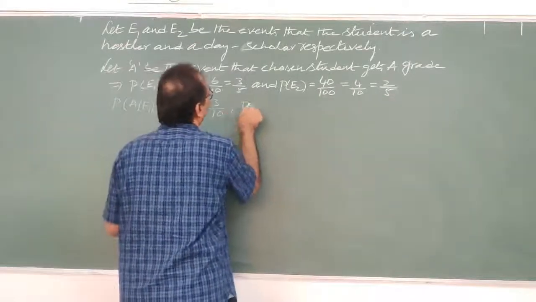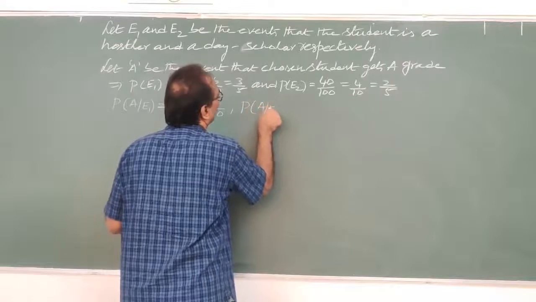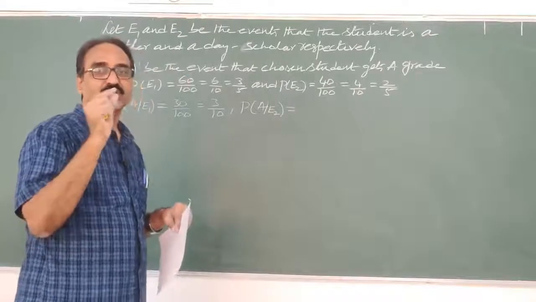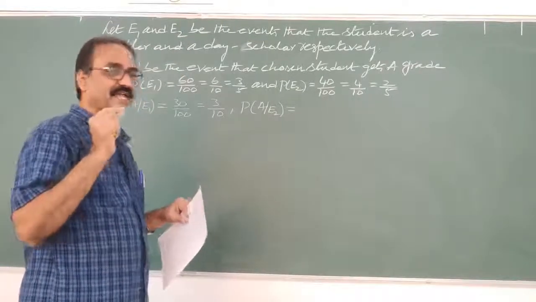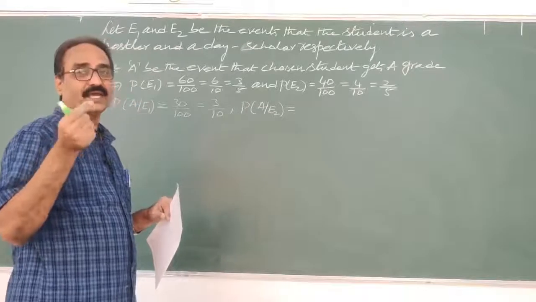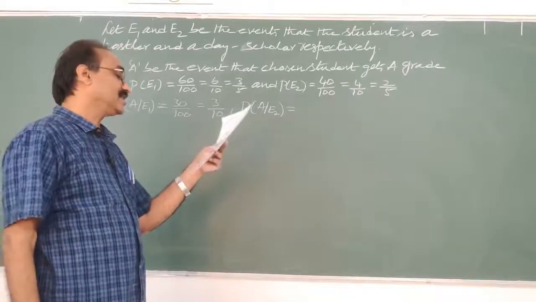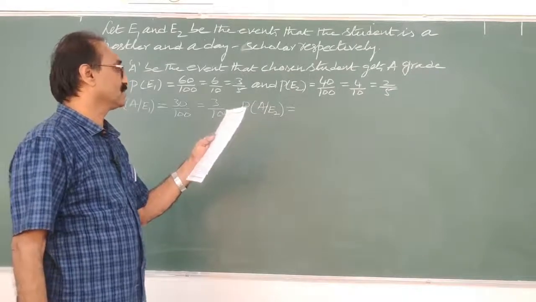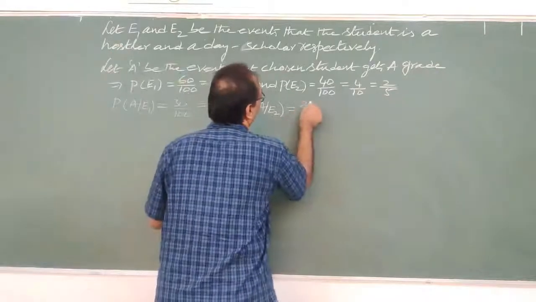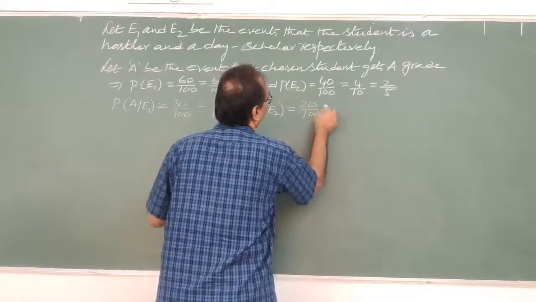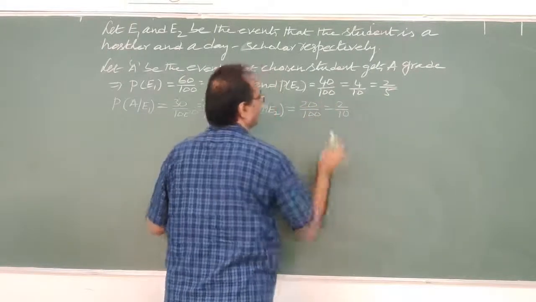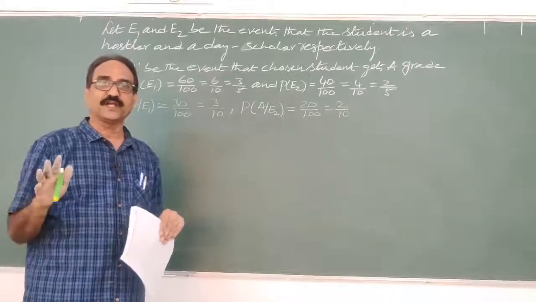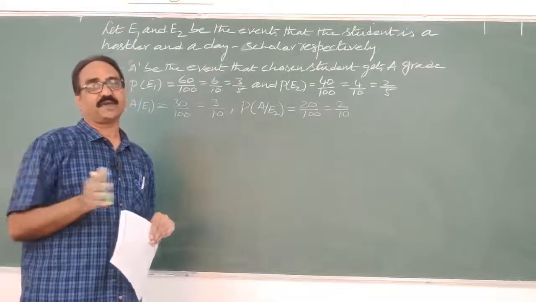Now, the probability of A given E2. That means the probability that a student attains A grade given a day scholar. According to the problem, 20% of day scholars do. So 20 by 100, which is nothing but 2 by 10. So P of E1 we got, P of E2 we got, P of A given E1 we got, P of A given E2 we got.